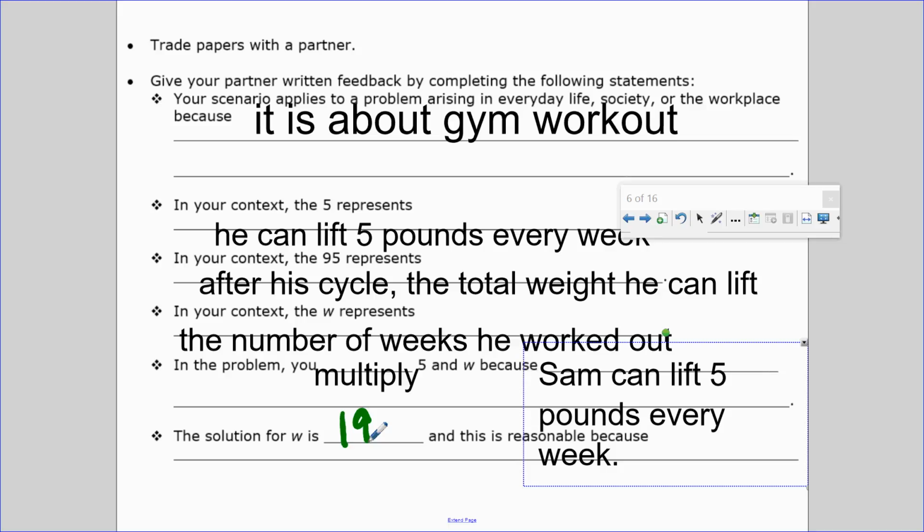And this is reasonable because 5 times the number of weeks, 19, equals 95 pounds. If he lifted 5 pounds every week for 19 weeks, he'll be able to lift 95 pounds. So this is how to write equations.